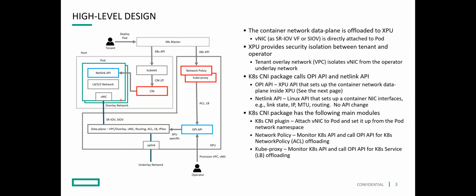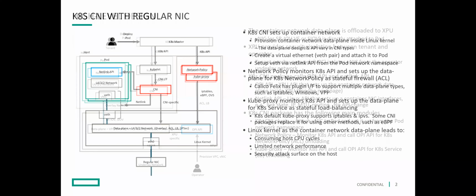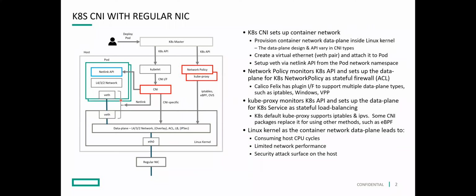Right. On your previous slide, can you go to the previous slide on how it exists without DPUs? So what is the interface that exists today? Do we need to write our own network policy and kube-proxy? Are there any plugins available? What is the interface that network policy and kube-proxy expect, so that we can successfully implement the OPI APIs to accommodate this network policy and kube-proxy protocol?